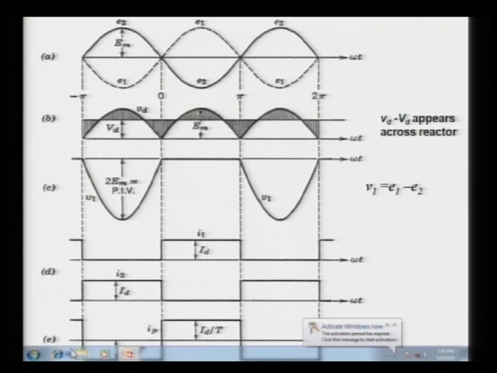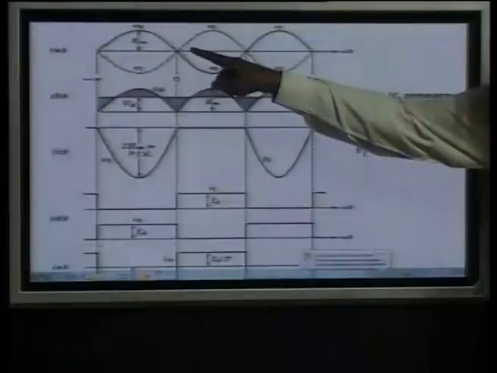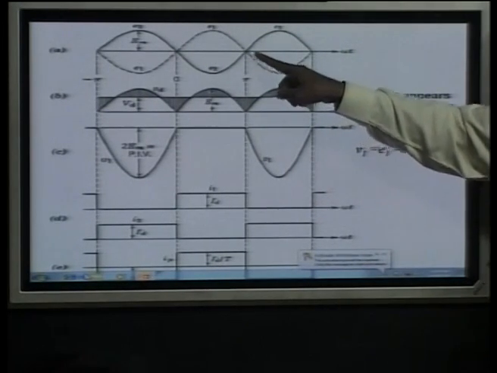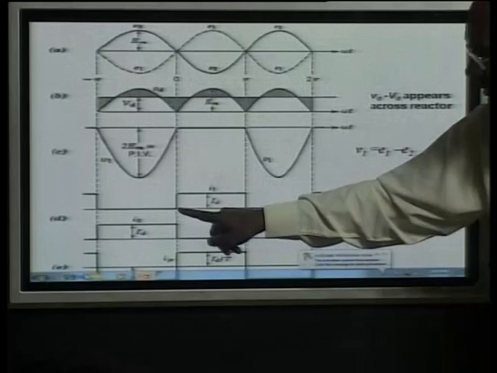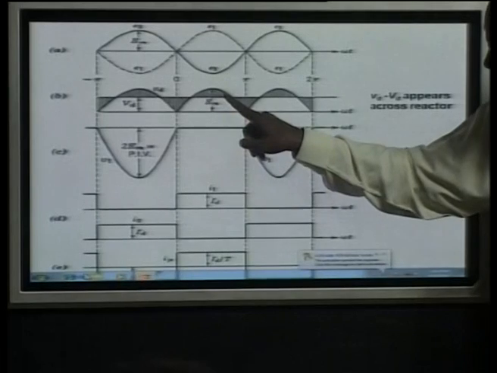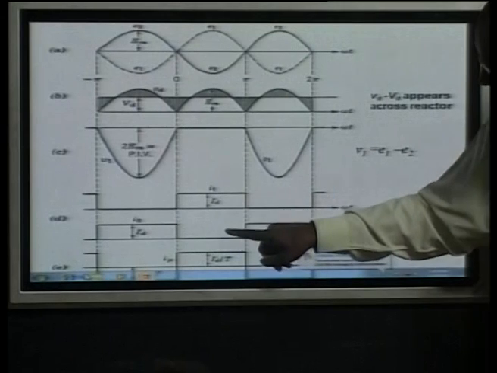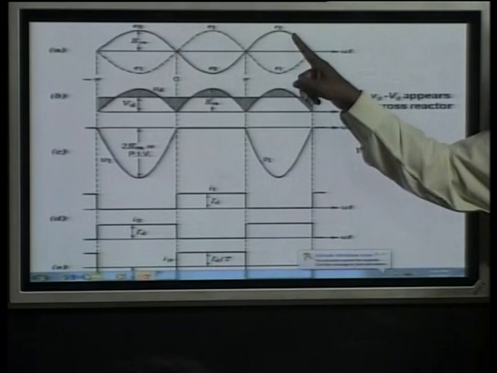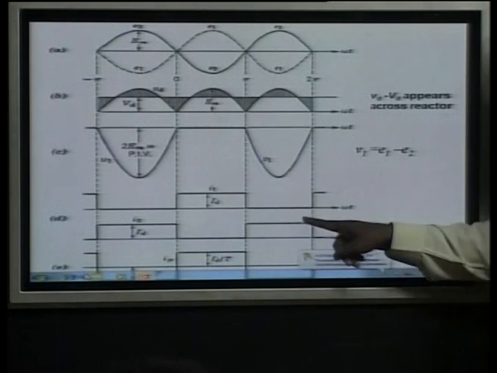If you look at the shared current: when the voltage is positive, valve 1 is conducting. Once valve 1 is conducting, it carries the complete DC current ID, and we get the DC voltage. I1 is carrying the complete current, while I2 is in the off condition, so it is 0. Similarly, when E2 becomes positive, valve 2 is conducting and valve 1 is off.